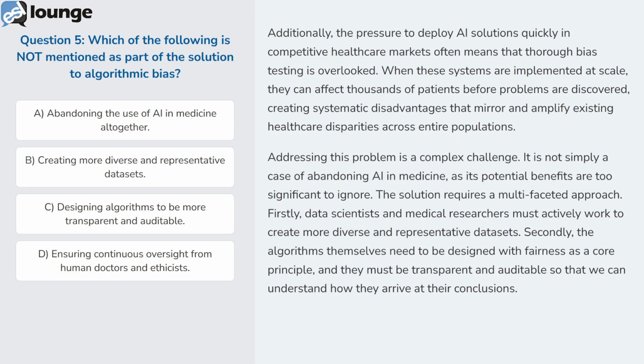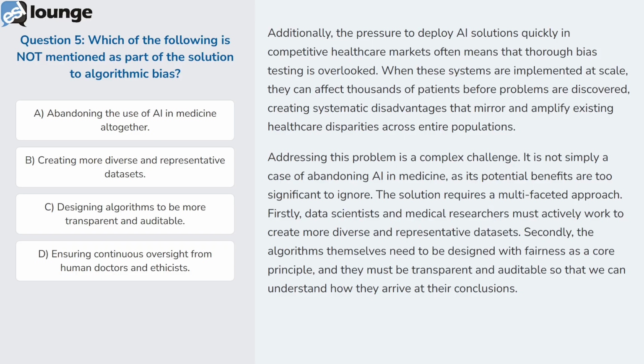Question 5. Which of the following is not mentioned as part of the solution to algorithmic bias? A. Abandoning the use of AI in medicine altogether. B. Creating more diverse and representative datasets. C. Designing algorithms to be more transparent and auditable. D. Ensuring continuous oversight from human doctors and ethicists.